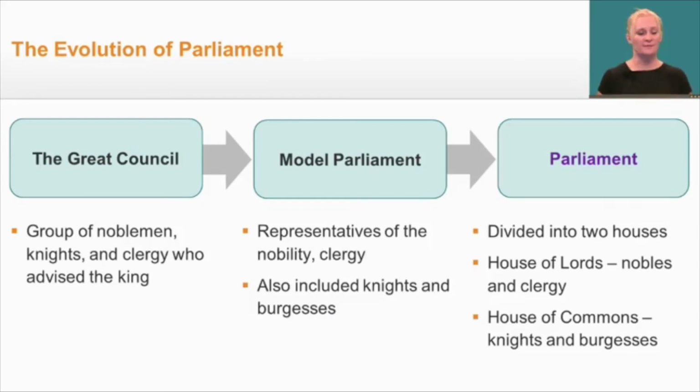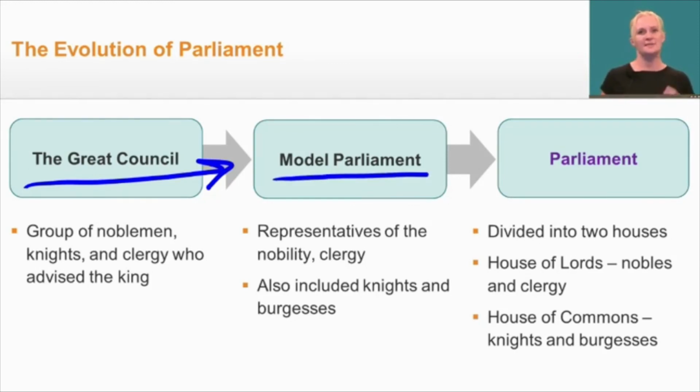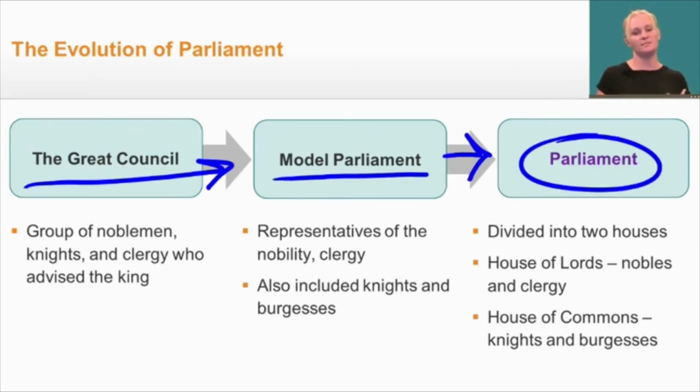Let's talk very briefly about the evolution of Parliament, which is the governing body in England that still exists today. It started with the Great Council, which was a group of noblemen, knights, and clergies who would come together and help advise the king. Now that progressed to the Model Parliament, which was conducted by a group of representatives of the nobility and the clergy, and then it also included some knights or the middle class, and rest to Parliament as we know it more in its modern day form.